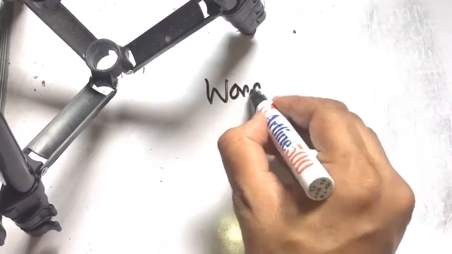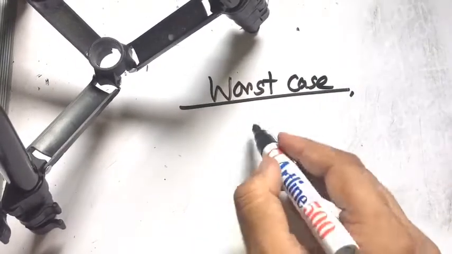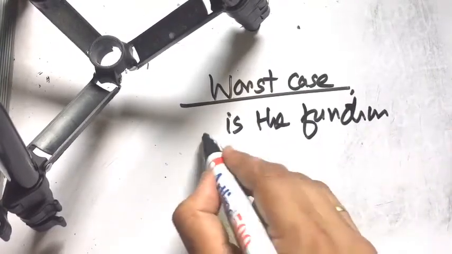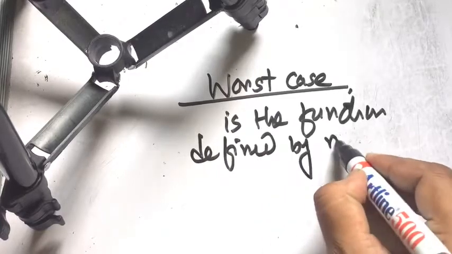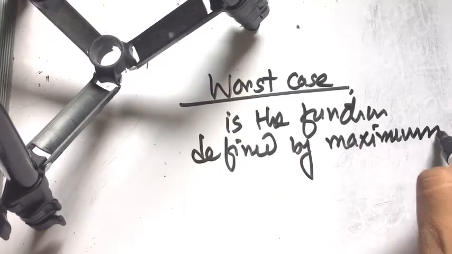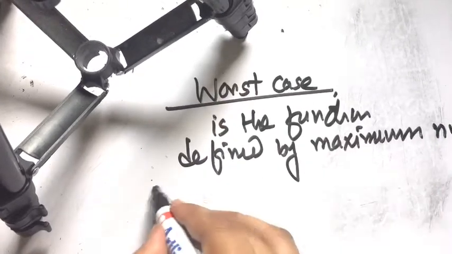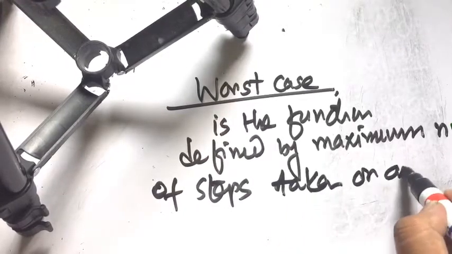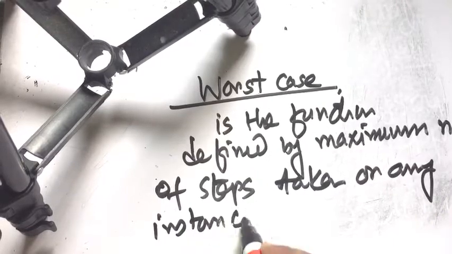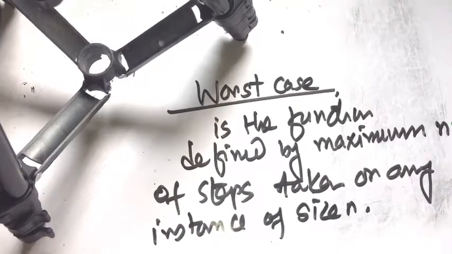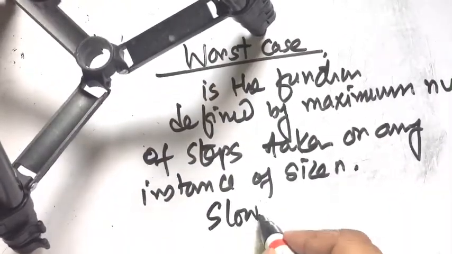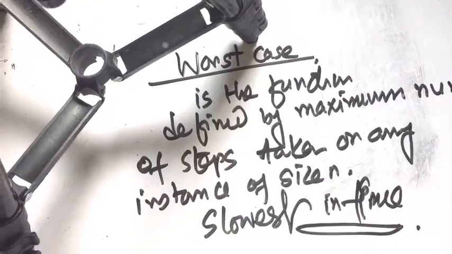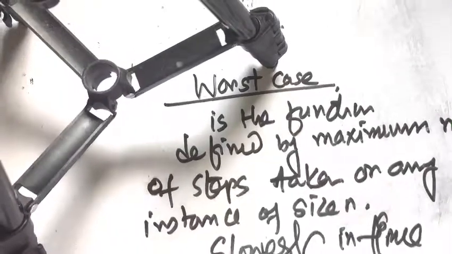And the last one is worst case. What is worst case? It is the function defined by maximum. One is minimum, another is maximum number of steps. Maximum number of steps taken on any instance of size n. Definitely it is the slowest in time. Worst case is the function defined by the maximum. So these are the three cases.